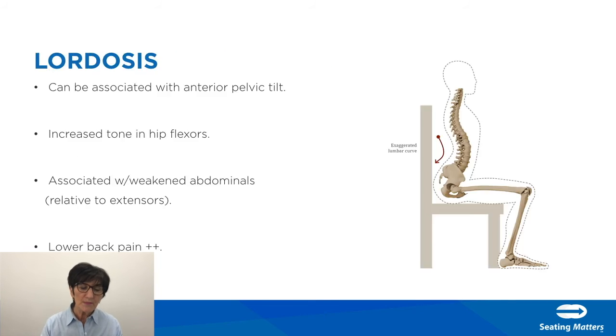So in lordosis, it is associated with anterior tilt, it's an increased tone in hip flexors, and it also can be associated with weakened abdominal muscles. And people with lordosis usually complain of lower back pain. So it's an exaggerated lumbar curve. And when we're doing our sitting assessments, as the therapist, we need to establish, is this a fixed posture or is this a correctable posture? Because something to remember is when something is fixed, we have to accommodate it within the chair. If something is flexible, we try to correct it within the chair.